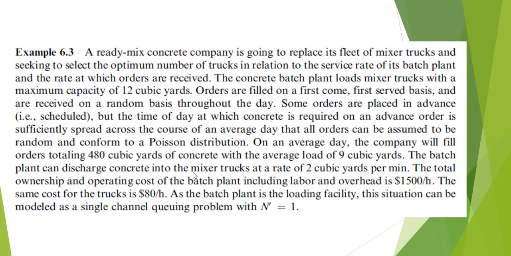And if you have mixer trucks with a maximum capacity of 12 cubic yards, and orders are on a first come, first served basis, and that's part of your queue plan, or how the queue is set up. Service aisles are set up. You've got one server in this case, and the trucks arrive on a random basis. And again, that means you can use a specific type of probability distribution function that replicates random arrivals.